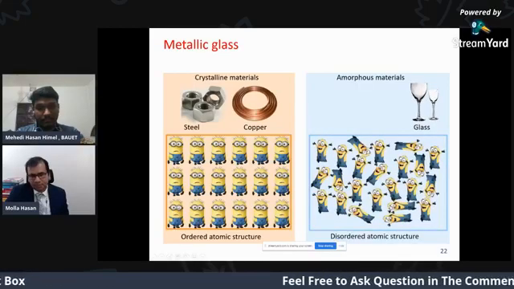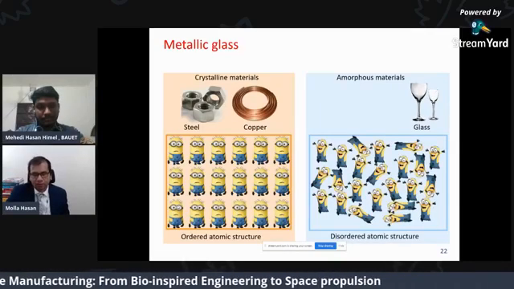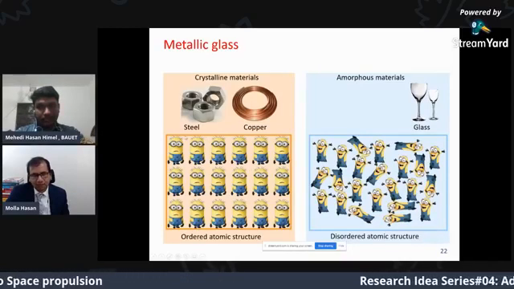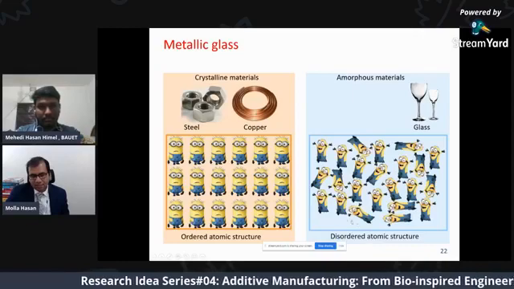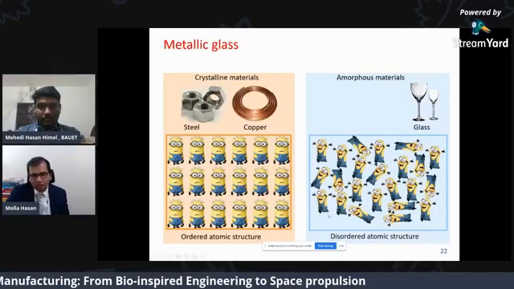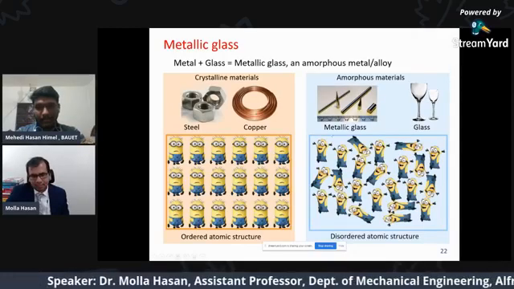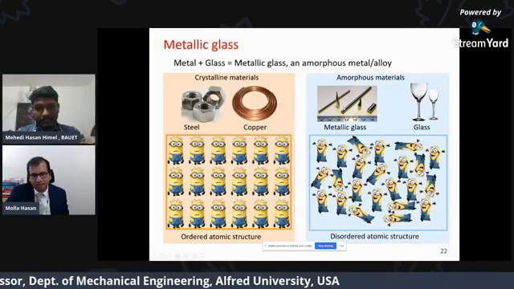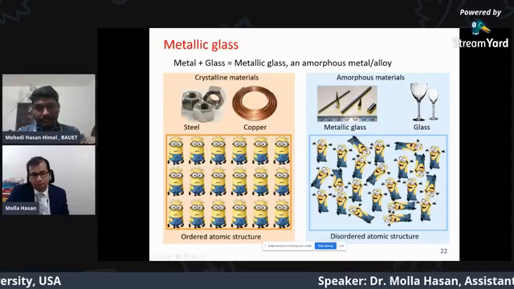On the other hand, there is another kind of material we know, called glass, and glass is amorphous. What is the significant difference between glass and traditional alloy? One of the differences is that many glasses do not have ordered atomic structures. They have a disordered atomic structure. So metallic glass constitutes metals, but it has some characteristics of glasses. That's why it is called metallic glass.